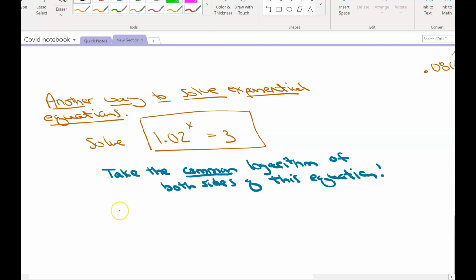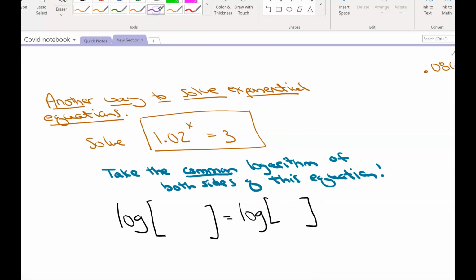I'm going to take the log base 10 of the left-hand side of the equation. I'll fill it in a second. And I'm going to take the log base 10 of the whole right-hand side of the equation. I'm just using those brackets for emphasis. Log base 10 of the left-hand side, log base 10 of the right-hand side.